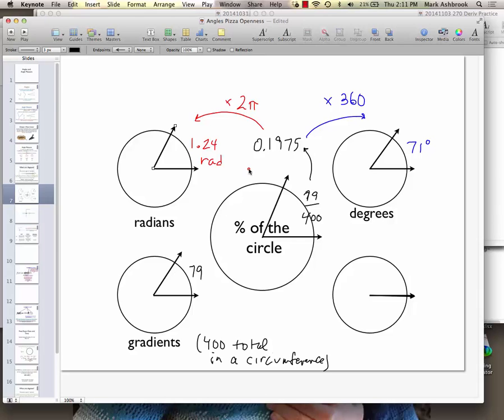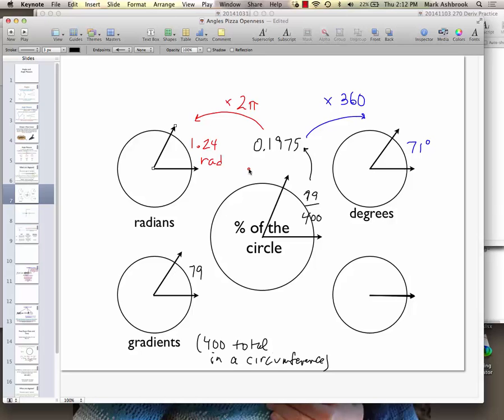Okay, this is the best way to do it. It shows that you're smart. Okay? It shows that you get angles. Knowing how to do this means you understand angle measure. Okay? So do this. And it's also easiest. There's nothing to memorize, except 360 and 2 pi, and then maybe 400 for gradients.